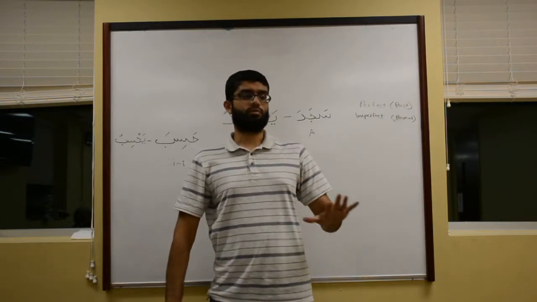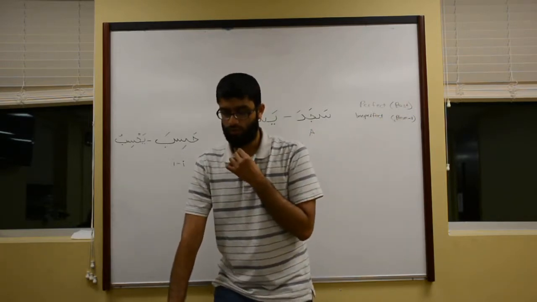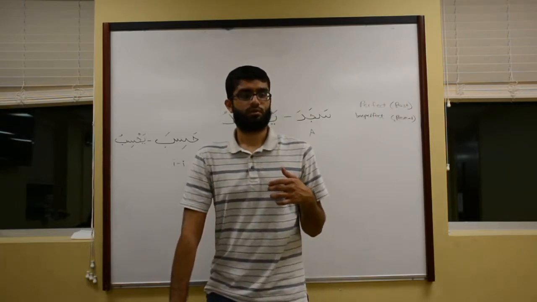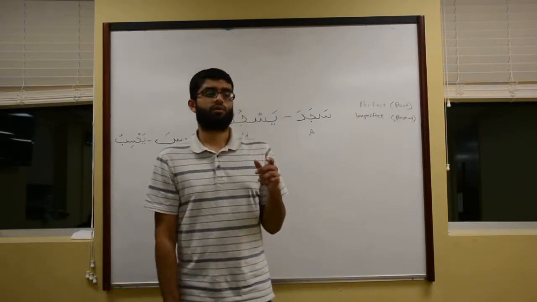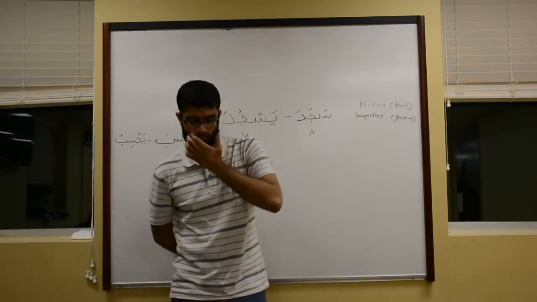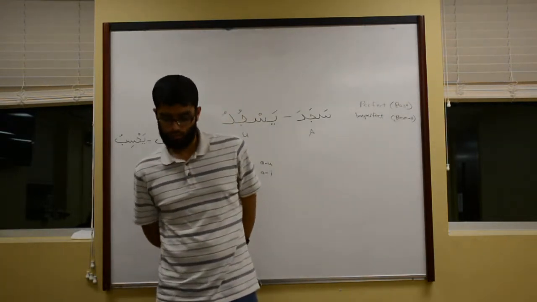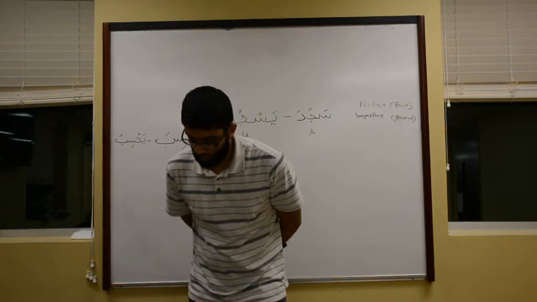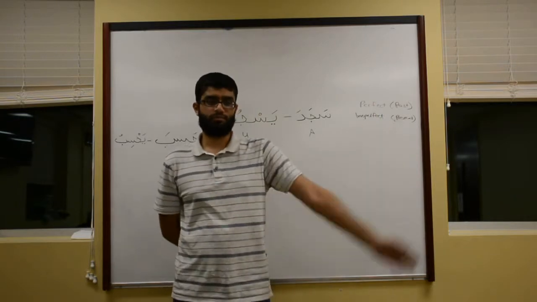Khalaqa. So five in your pocket. He created. Yakhluqu, takhluqu, takhluqu, akhluqu, nakhluqu. Okay. How about zakara? He remembered. For all 14.